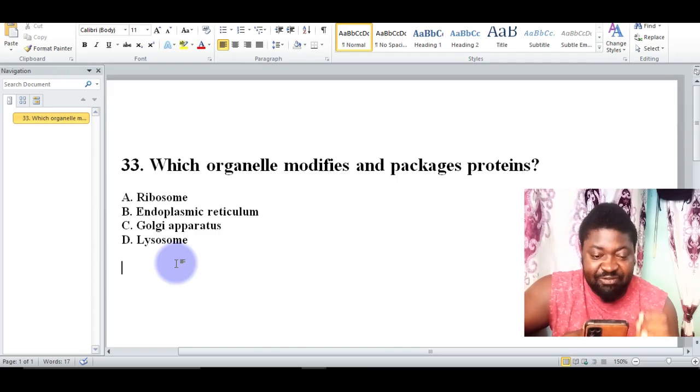Which organelle modifies and packages protein? A, ribosomes; B, endoplasmic reticulum; C, Golgi apparatus; and D, lysosomes. Which is correct in this option? The correct option is C, which is Golgi apparatus. The Golgi apparatus plays the primary role of processing protein, that is, processing protein for secretion and transport within the cell. So the correct option is C, as you have seen here. Let's move to the next question.